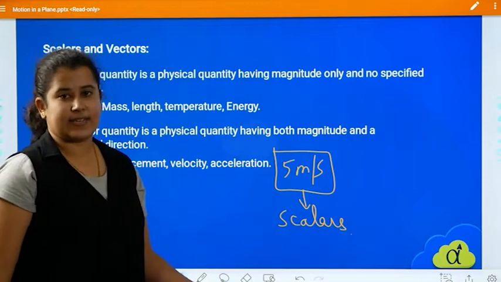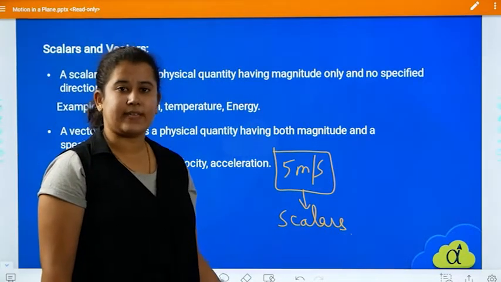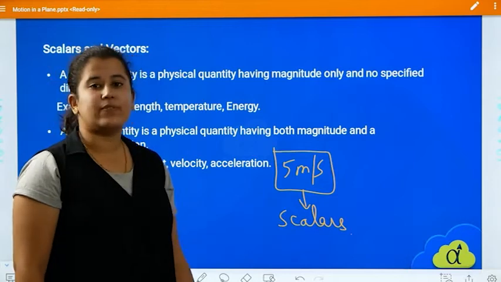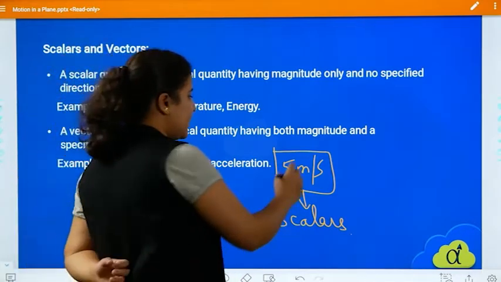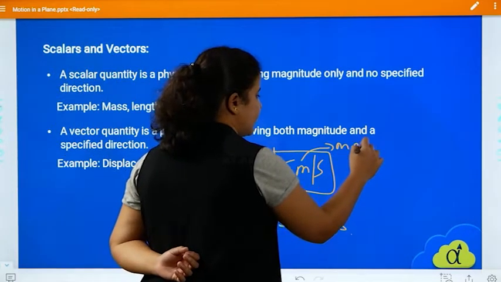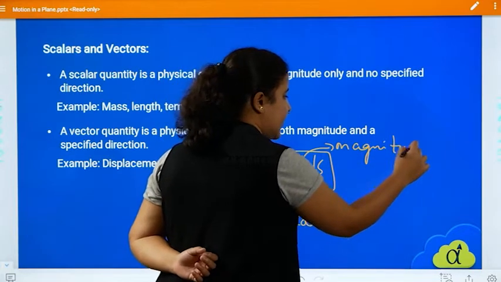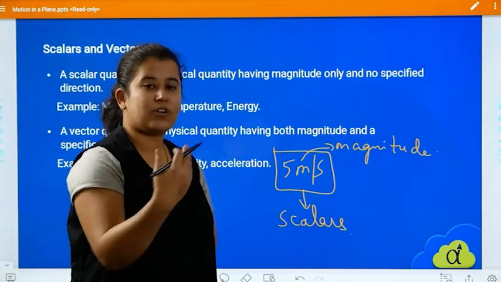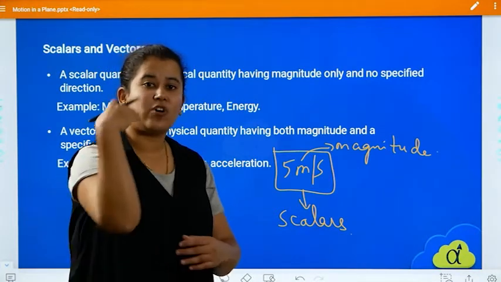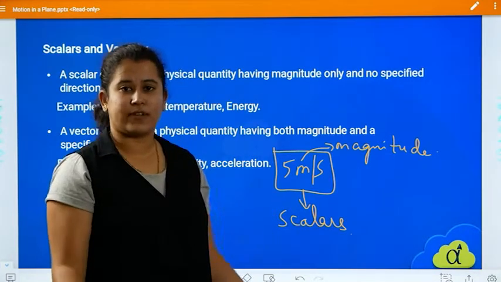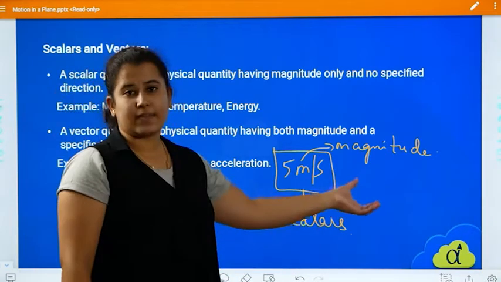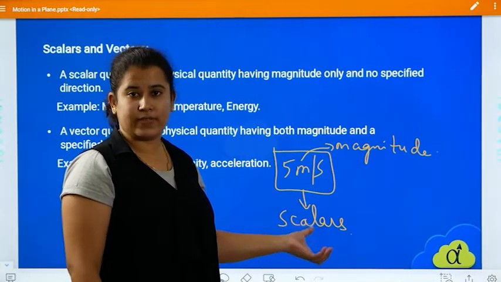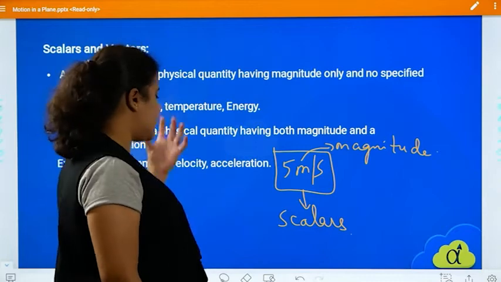Then what are scalars actually? Scalars are the quantities where only the magnitude will be involved. Only the magnitude will be considered. So the direction, like if it is going to the north or whether it is going in the positive direction or negative direction, we are not concerned. We are only concerned about the magnitude, that is, how much speed it is going with. Okay, moving on to the next.